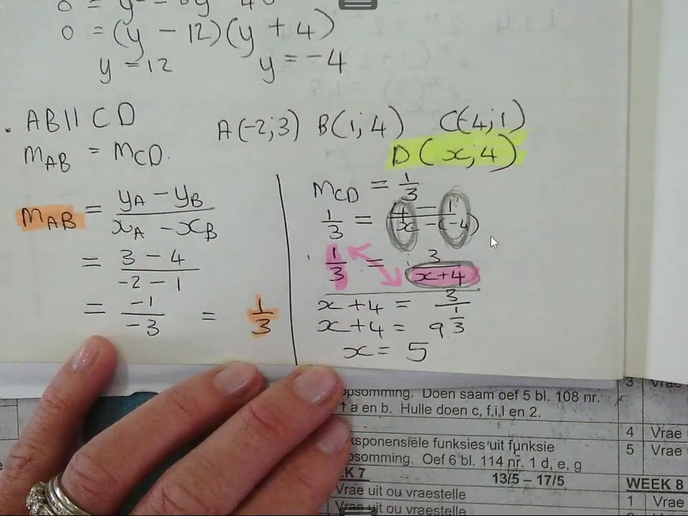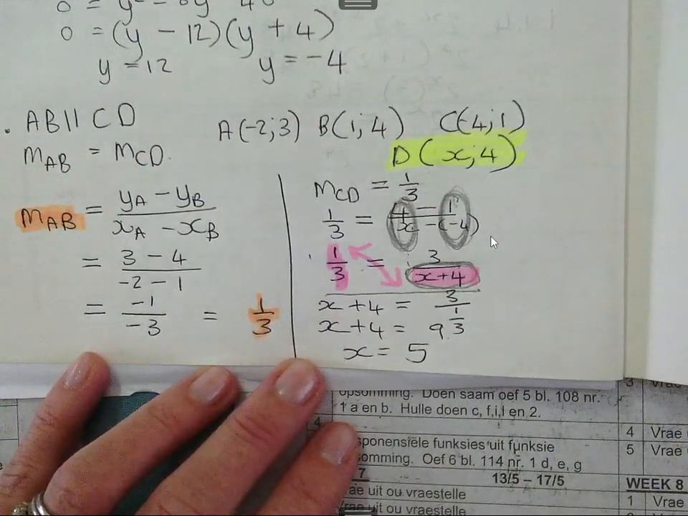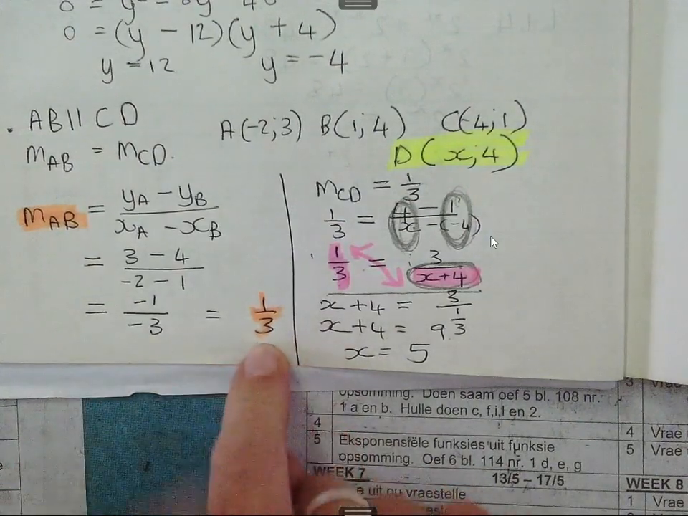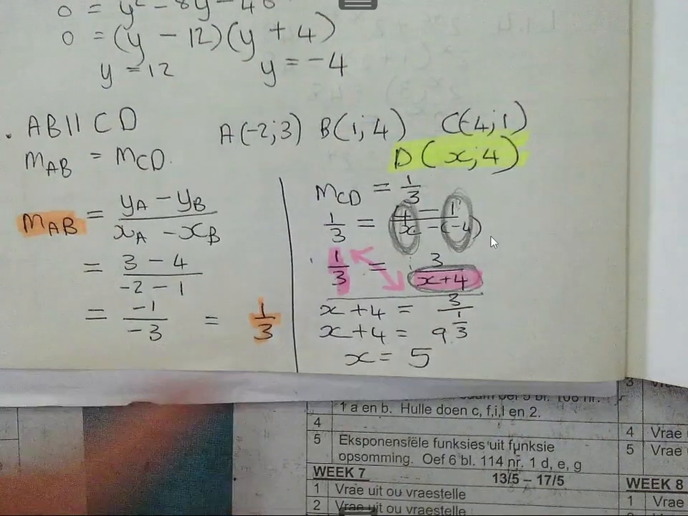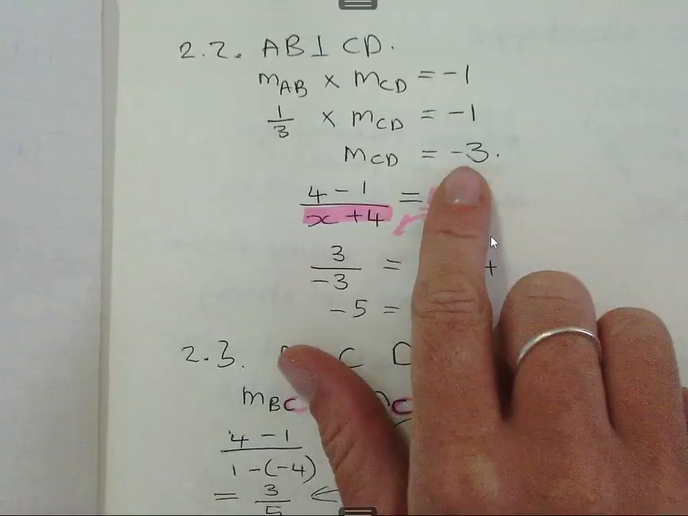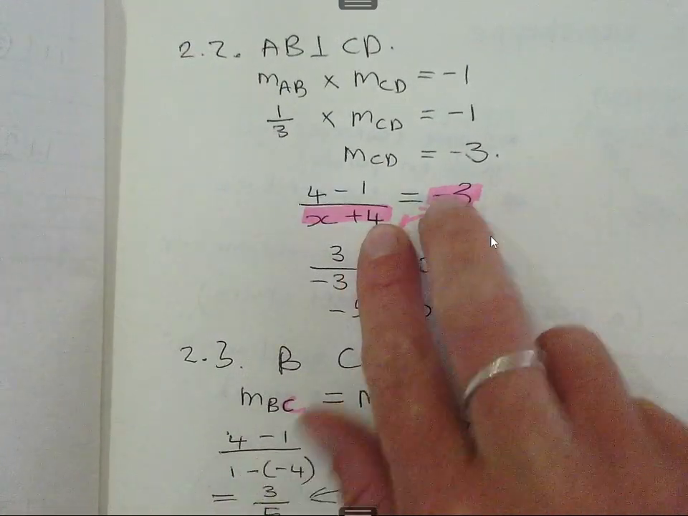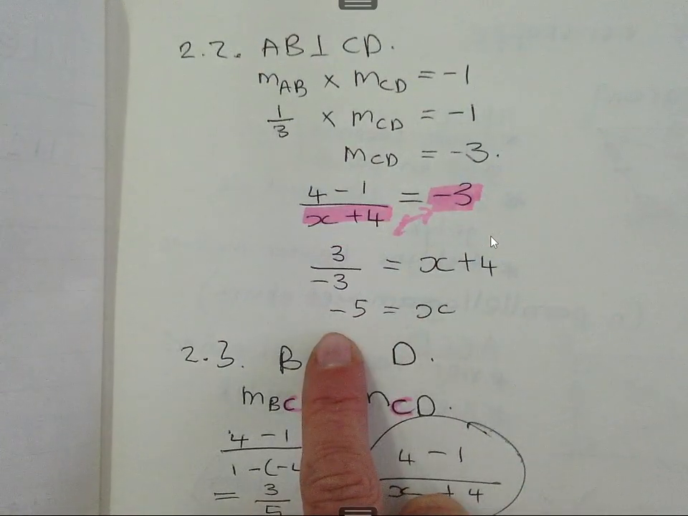Two point two was very much the same, except they said that AB is perpendicular to CD. So you're going to use this gradient again. But instead of saying CD's gradient is equal to a third, we're going to take a third, swap it around, and give it a negative. So therefore the gradient is going to be equal to negative 3. Let it be equal to it, and then once again I just swap my denominator with the answer, and my answer turns out to be x equal to negative 5.